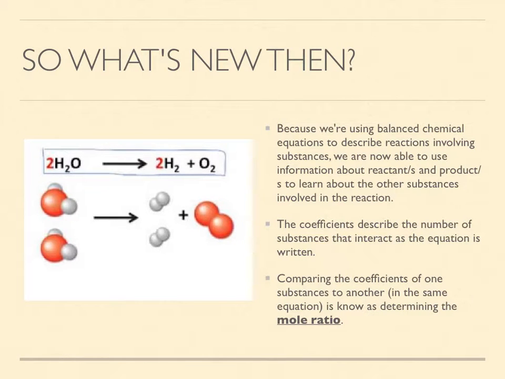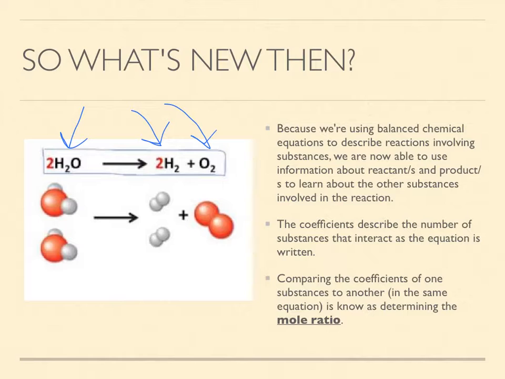Because we're using balanced chemical equations to describe reactions that we see, we are now able to use information about what's in the reaction, so the reactants and the products, to learn about the other substances involved in the reaction. Now, what this means is that I can tell you something about water, and you could in return tell me something about hydrogen or oxygen just by using the chemical equation. And that's because the coefficients describe the number of substances that interact as the equation is written.